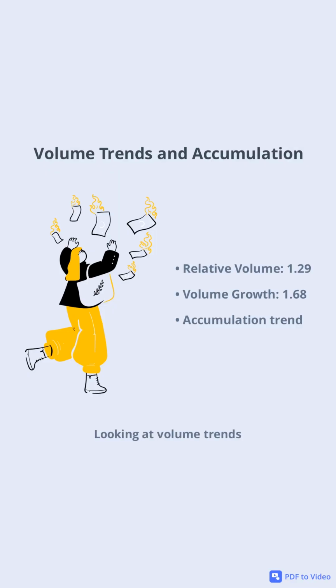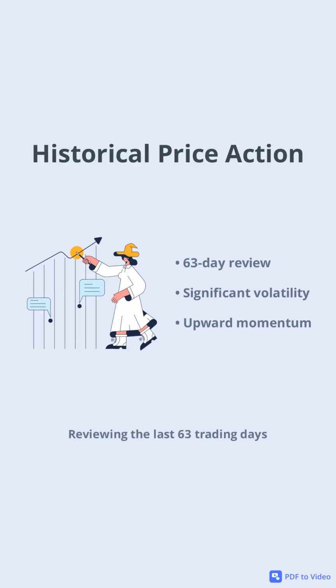Looking at volume trends, TSLA's relative volume is 1.29 and the volume growth rate is 1.68. These figures suggest that trading activity has been above average with increasing interest in the stock. The accumulation distribution, AD, value of over 4.7 billion further supports the idea that buyers have been accumulating shares over the past 3 months. Reviewing the last 63 trading days, TSLA has shown significant volatility and upward momentum.